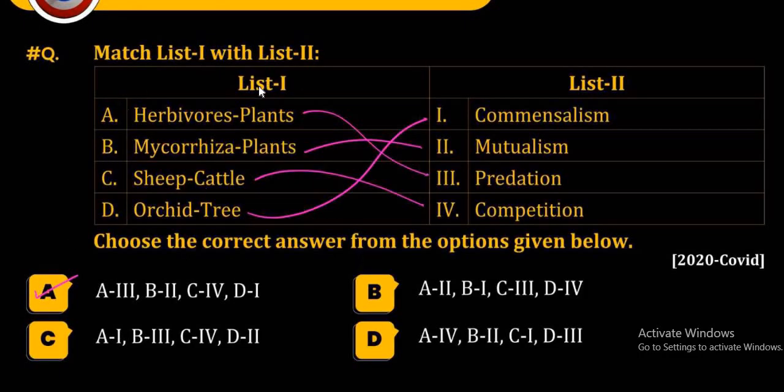Next question, match list 1 with list 2. Herbivorous plant: predation. Mycorrhiza plant: mutualism. Sheep and cattle: competition. Orchid on a tree: commensalism. So the first option is correct.